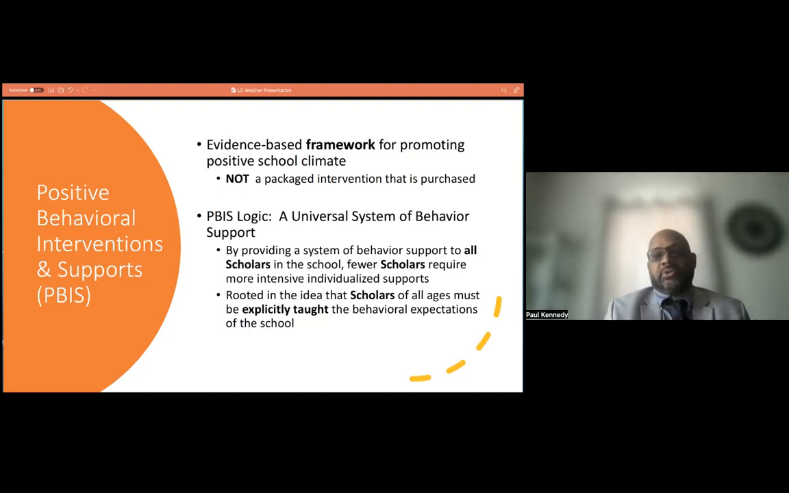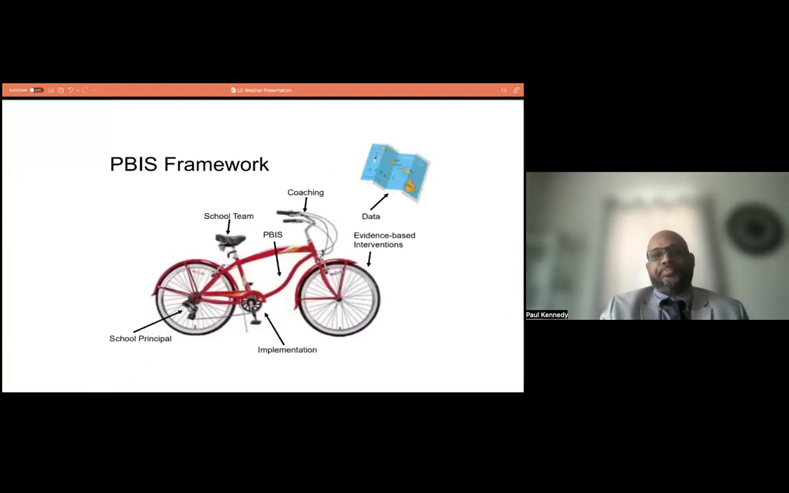So as you can see, it's a universal system of behavior support. By providing a system of behavior support to all scholars in the school, fewer scholars require more intensive individualized supports. So once again, even though we're supposed to have our behavior and our teaching scholar specific, we want to put ourselves in a position where 80 to 85% of our scholars are uniform as far as what the expectations and what the norms are. And it's rooted in the idea that scholars of all ages must be explicitly taught the behavior expectations of their school.